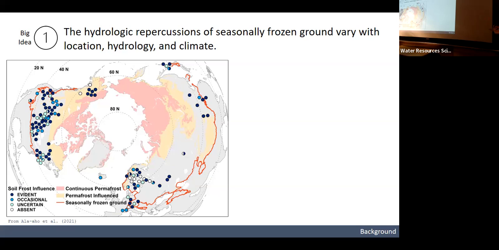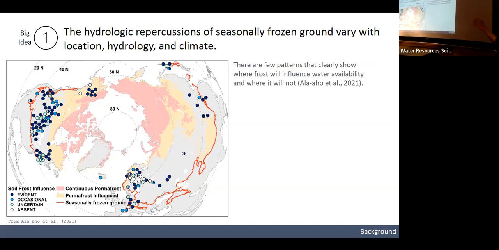And what they were really looking for here was whether there were trends in location, whether soil frost was more likely to have an influence in certain areas of the world, in certain types of watersheds, in certain types of climates. And ultimately what they found was that there was very little correlation anywhere, and that the effects of soil frost are very dependent on your individual watershed. There were two patterns that they pulled out. One was that soil frost was more likely to have an influence in smaller watersheds and less likely to have an influence in forested watersheds. So for Marcel, as a small forested watershed, this didn't really tell us whether or not the results we were finding made sense.